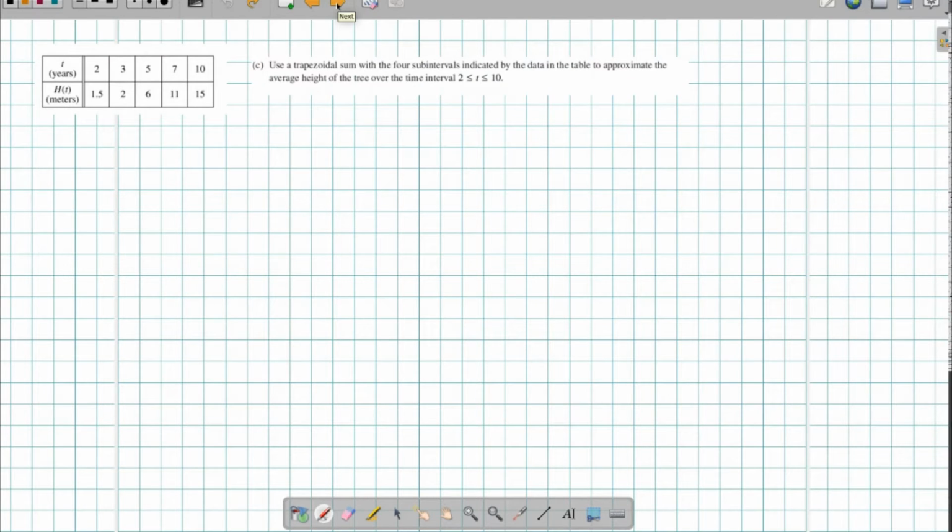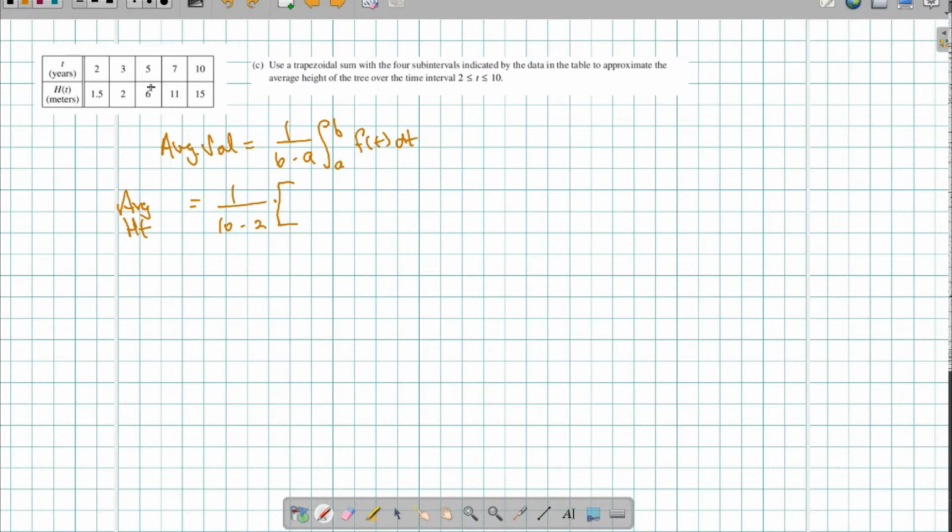Part C says, using a trapezoidal sum with the 4 subintervals indicated by the data in the table to approximate the average height of the tree over the time interval 2 < t < 10. Remember that my average value of a function is going to be 1 over b minus a times the integral from a to b of my function with respect to time. So in this case, my average height is going to be 1 over 10 minus 2 times, and I'm going to have to approximate the integral by using trapezoids.